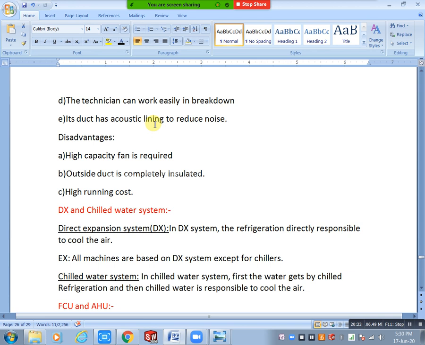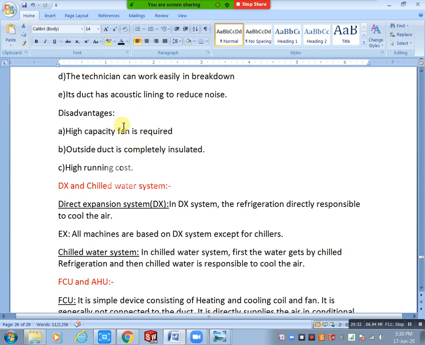Okay, next, disadvantages: a high capacity fan is required here. For example, take a ducted split condition, where we use one unit for one floor, one unit for one floor, you can use that type of split also. But if you take a package unit for the entire building, we need to use only one, right or wrong? In that condition we need a high capacity fan for the entire building.